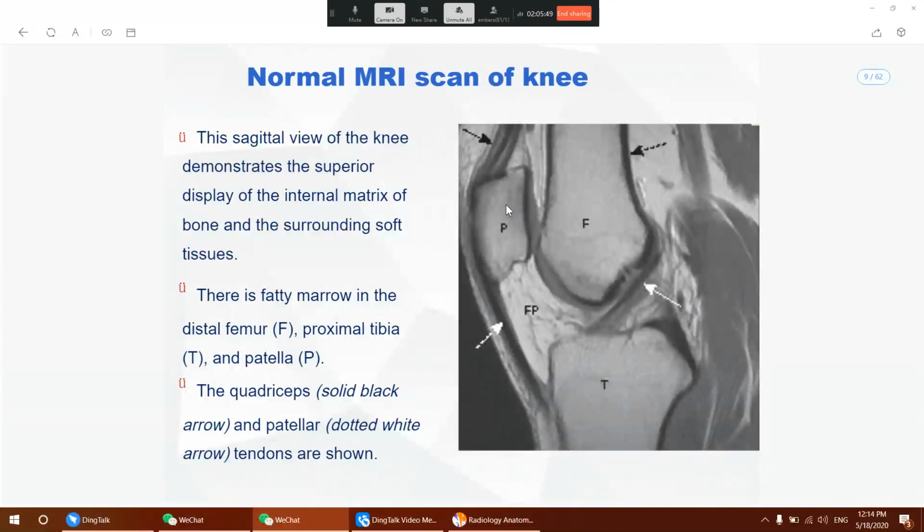How can I recognize that this is the patellar tendon? Because the quadriceps femoris muscle gets inserted into the patella and finally comes down through the patellar tendon onto the head of the tibia. So that is how I know that I'm looking at the quadriceps muscle.